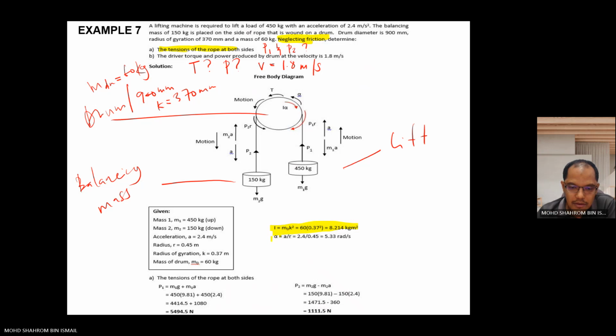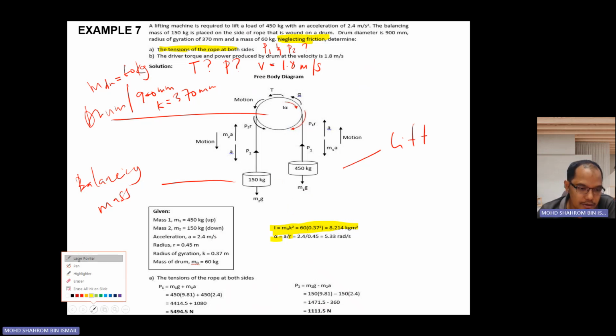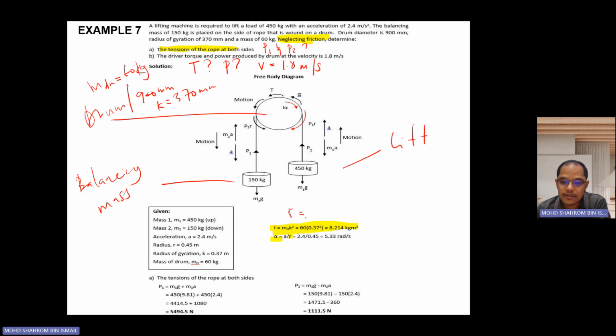Alpha is equivalent to the acceleration over R, the radius. R is the radius of your drum. What is the radius of your drum? Your drum diameter is 900 millimeter, so you need to divide by 2. You're going to get 450 millimeter.